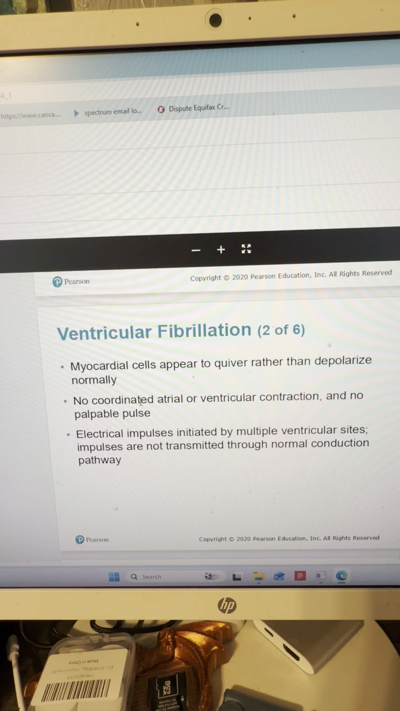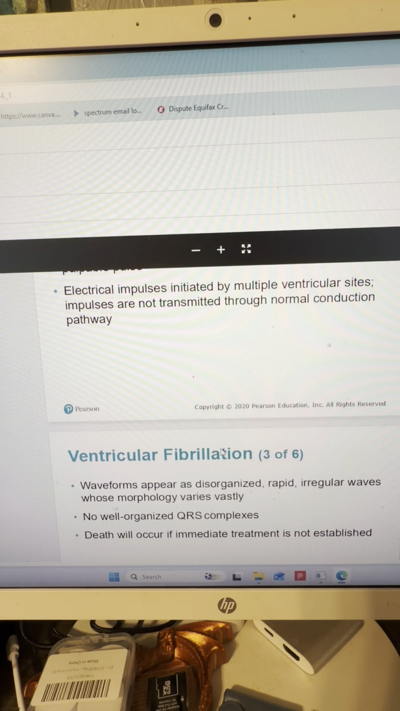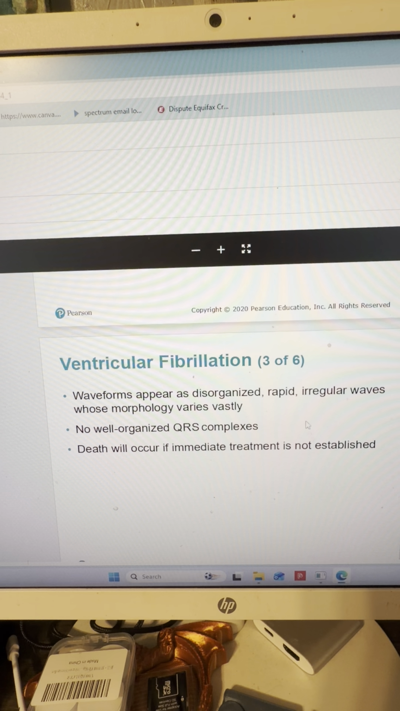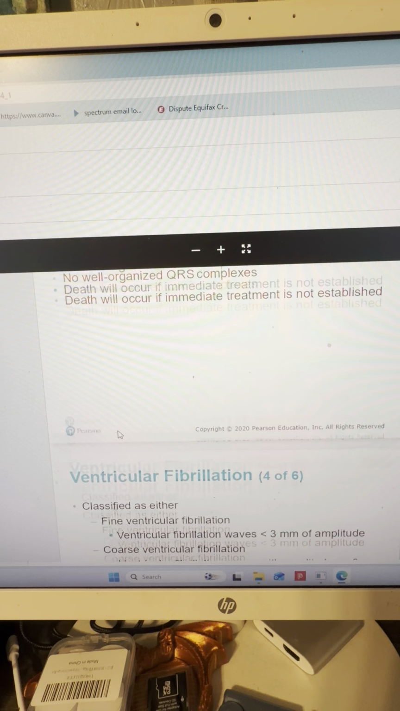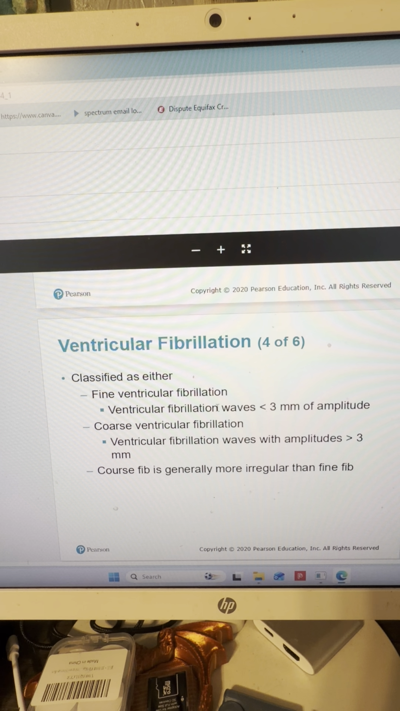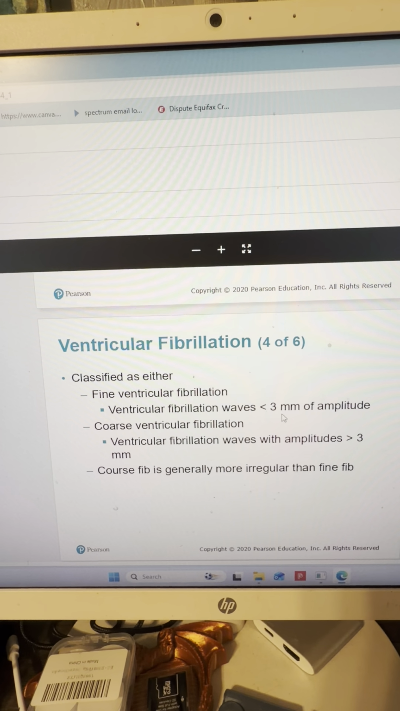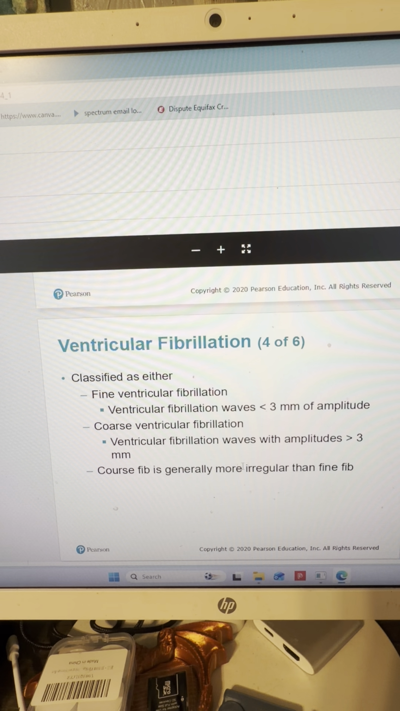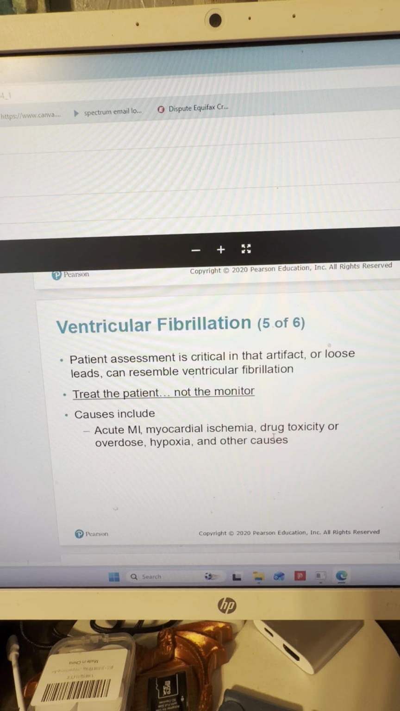The myocardial cells just basically quiver and weakly depolarize rather than doing a coordinated contraction. They're initiated by multiple ventricular impulses that are not transmitted through any normal path of conduction. They're disorganized, rapid, irregular waves, looks chaotic, nothing is organized, death will occur. You can have fine VFib, which is less than 3 millimeters of amplitude or 3 boxes, or coarse, which is greater than 3. Coarse VFib is generally more irregular than fine VFib.